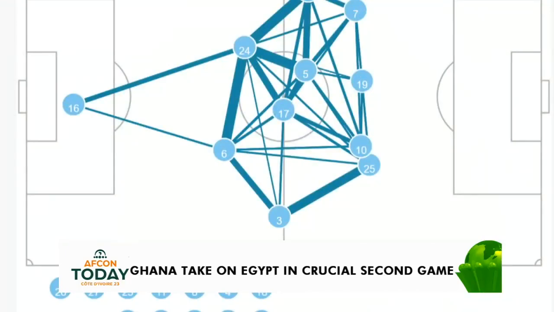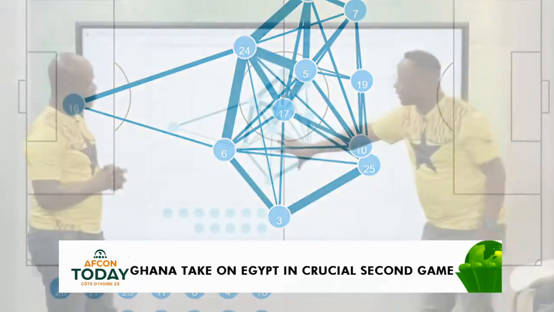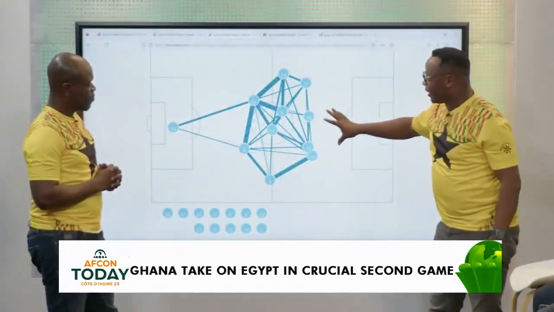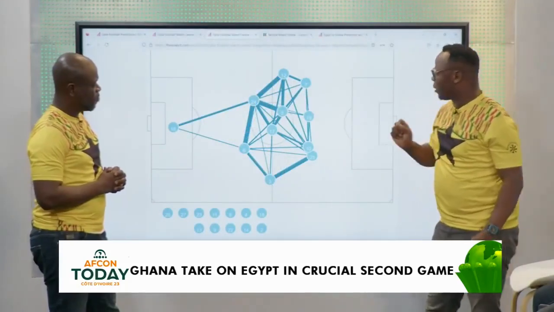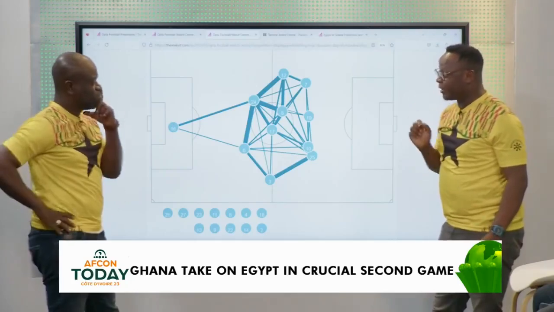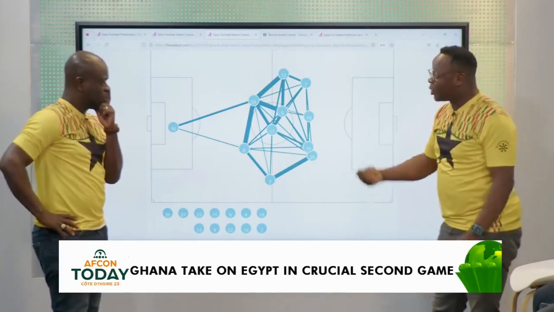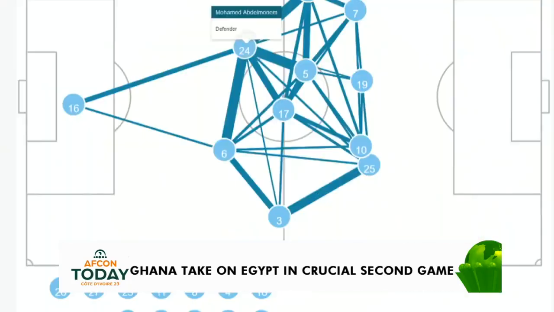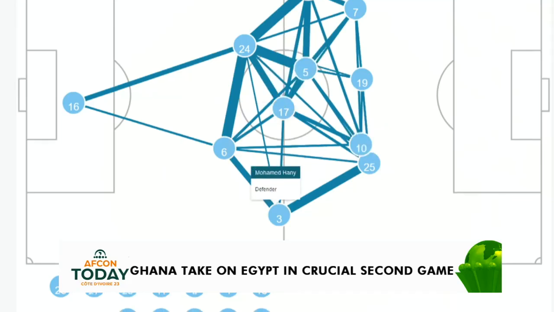Okay, and this is the compactness Achi was talking about. Look at how compact Egypt play. They're finding each other and working the ball in intricate spaces. And we talk about the importance of the triangles in passing. That is what makes players available to receive a pass. So look at all these triangles. Triangular passing. That is exactly how Egypt play. And this is how football is played.